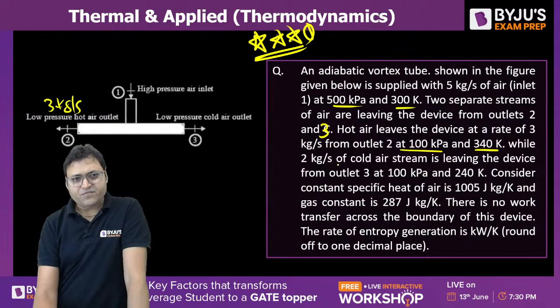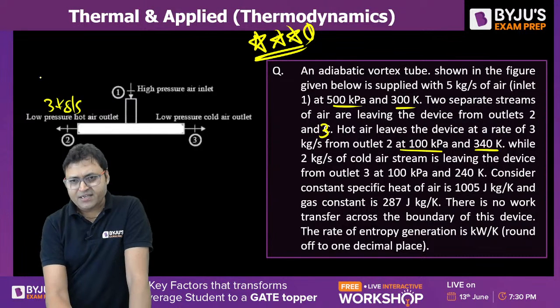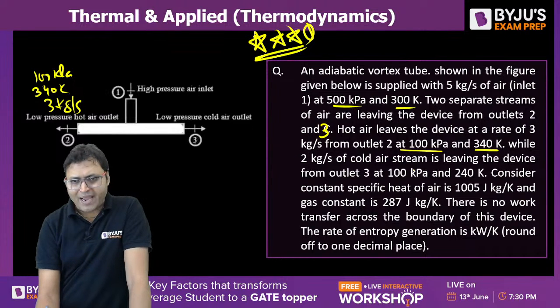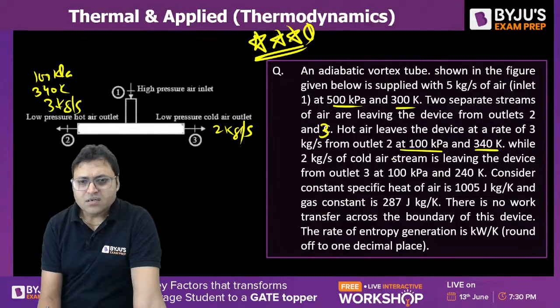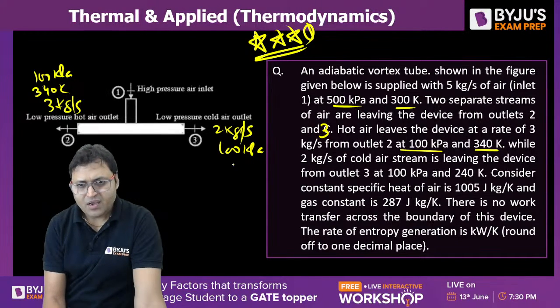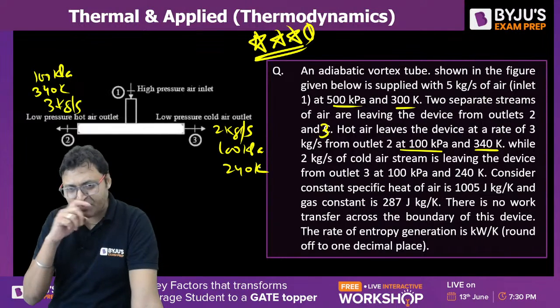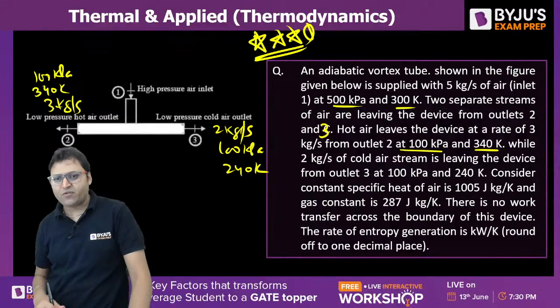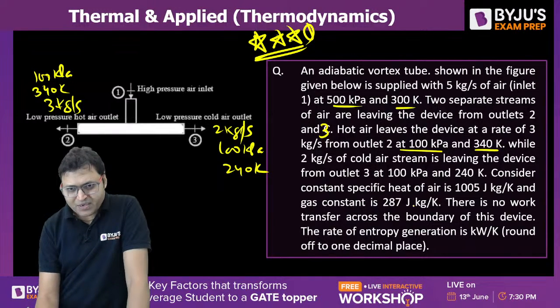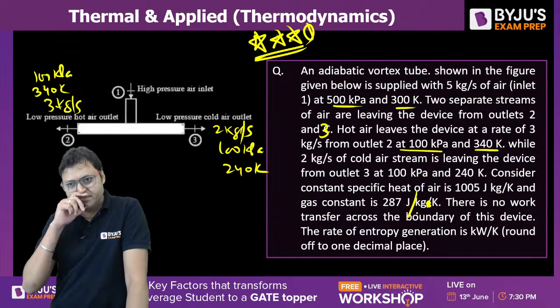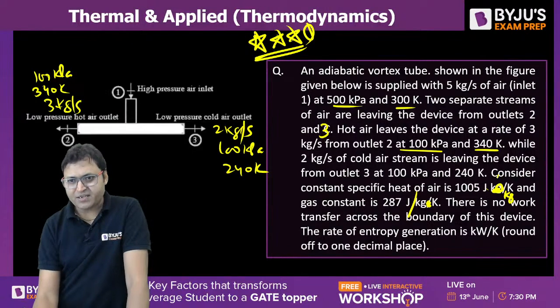While 2 kg per second of cold air stream is leaving the device from the outlet 3 at 100 kilopascal and 240 Kelvin. Consider constant specific heat of air at 1005 joule per kg Kelvin and gas constant 287 joule per kg Kelvin. It is joule per kg Kelvin, not joule kg per Kelvin.